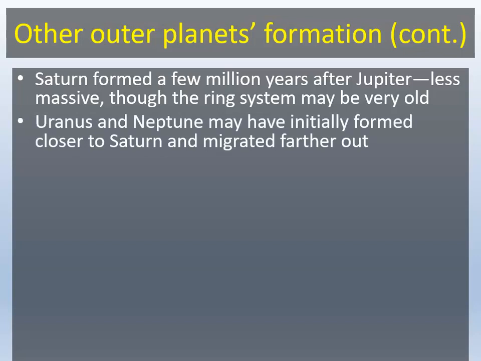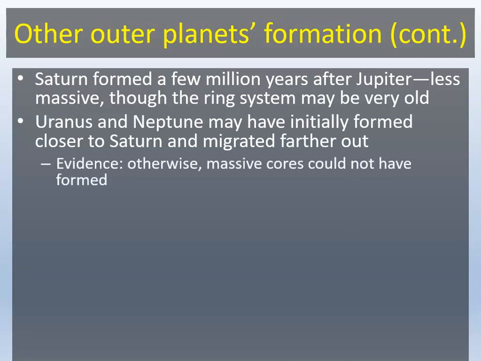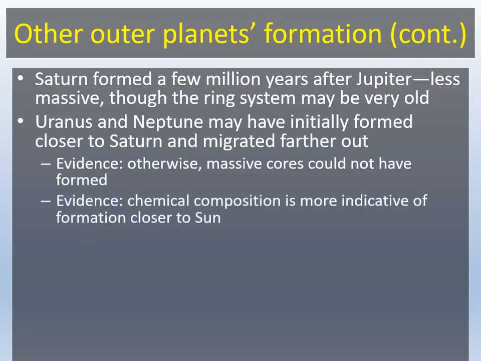We used to think that the ring system may be very old, and there are still some researchers who believe that, though nowadays we think that the ring system of Saturn is actually quite young, maybe as little as 100 million years old or less. Or at least its current ring system, I should say. Uranus and Neptune probably formed initially closer to the Sun, and for that matter closer to Saturn, and then migrated farther out due to gravitational interactions between those giant planets.